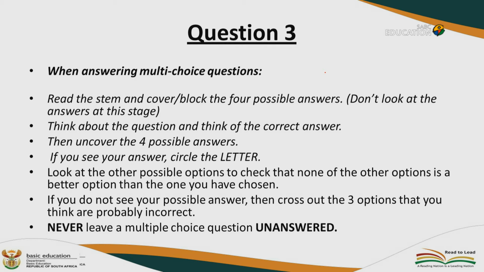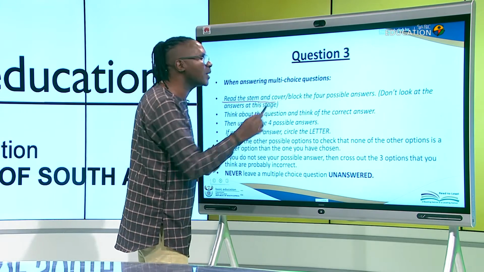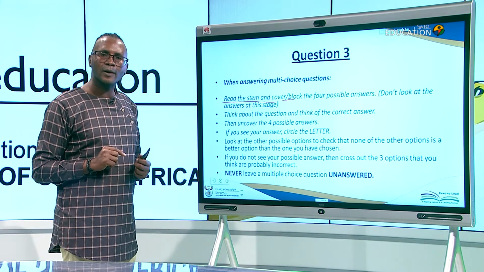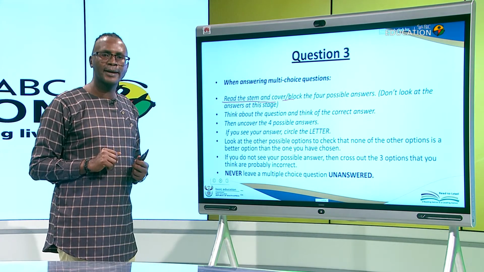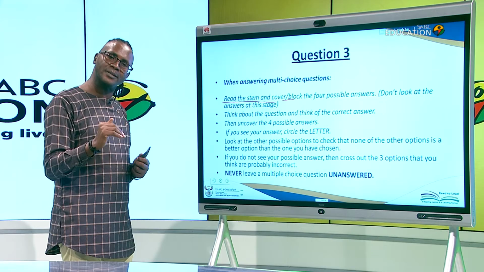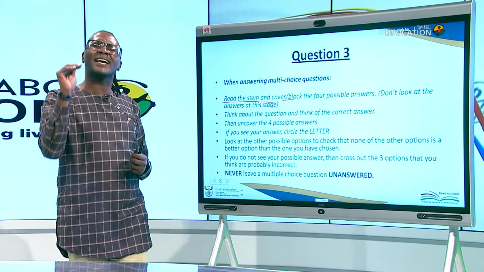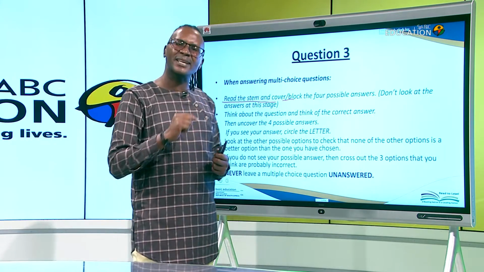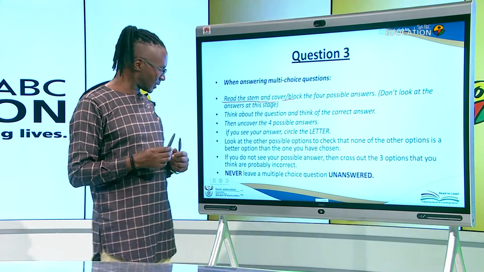Never leave the multiple choice question unanswered. Remember, it is 2 marks, and you'll need it. So never leave the multiple choice unanswered. Choose carefully. Read the stem, cover out the possible answers, read the whole statement with understanding. And think carefully about the question, what is this statement saying? Then look at the 4 options and cancel out those that are not related to the statement. Then you'll be left with 2 that are possible. And then go back and read your statement again, and you'll get your correct answer.